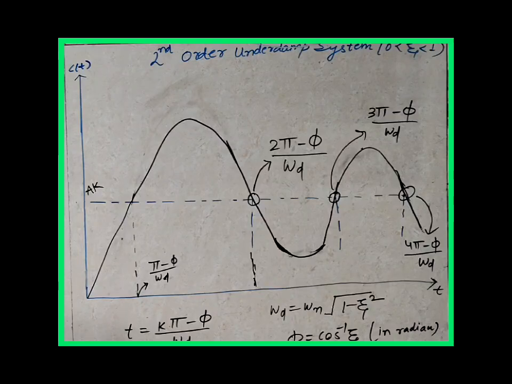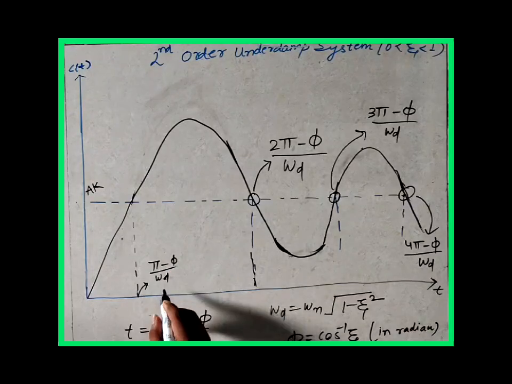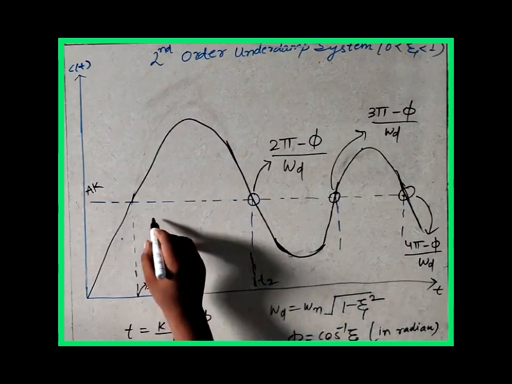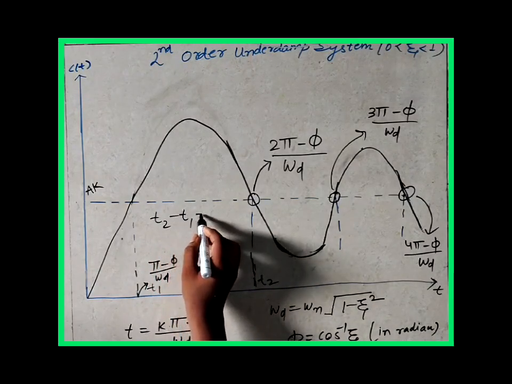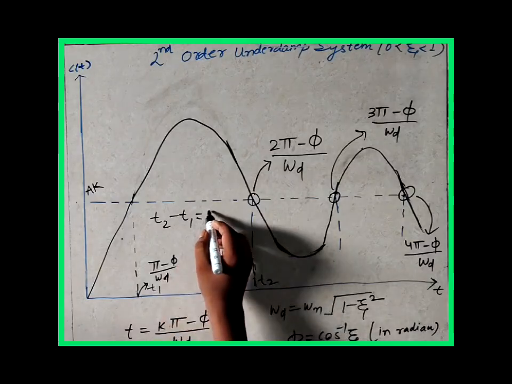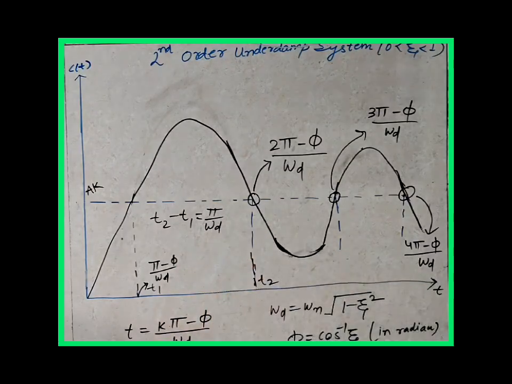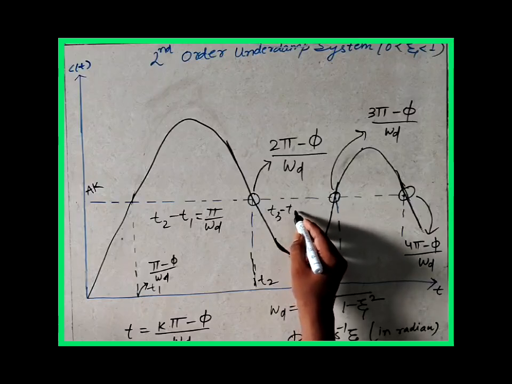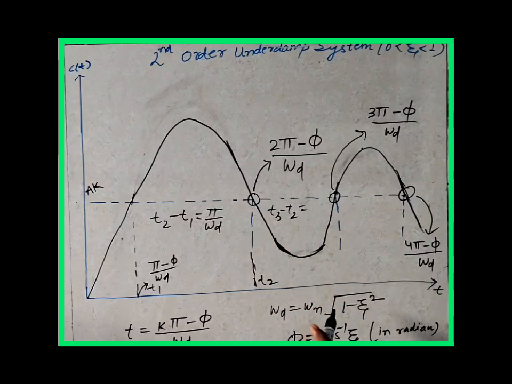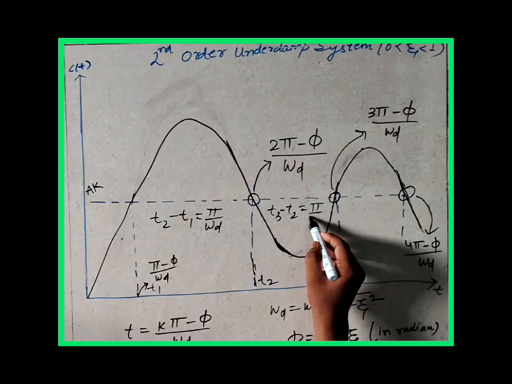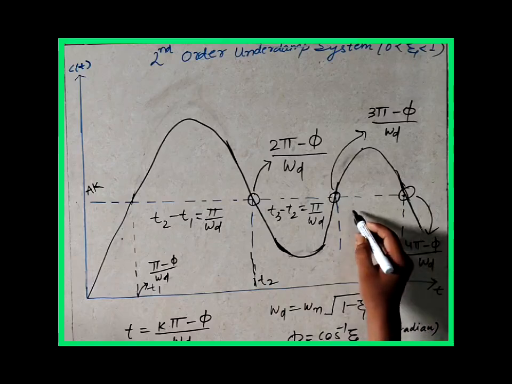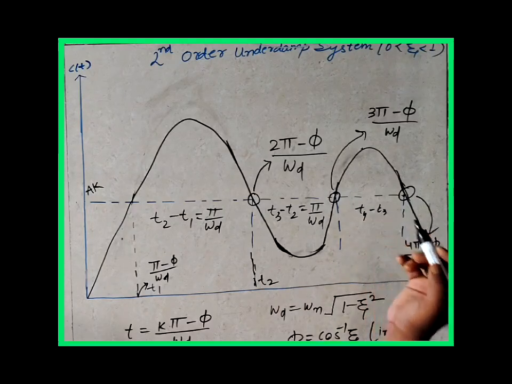Now if you notice T1 and T2, what is T2 minus T1? T2 minus T1 comes out equal to pi upon omega d. Now calculate T3 minus T2. That is also pi upon omega d. And the same in the case of T4 minus T3.